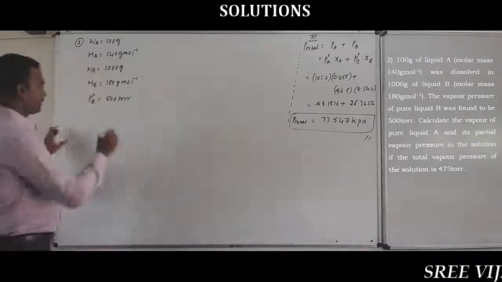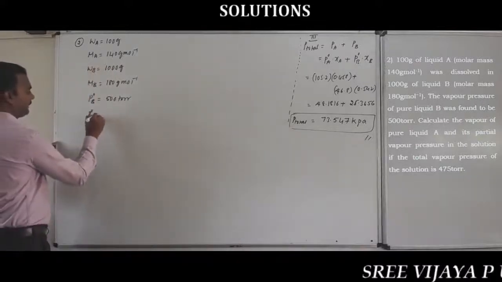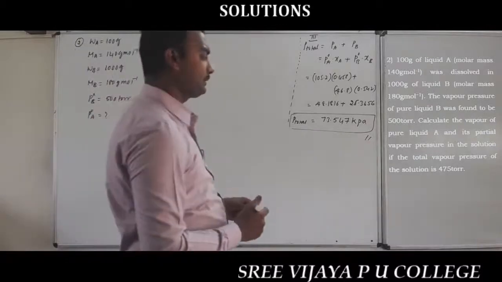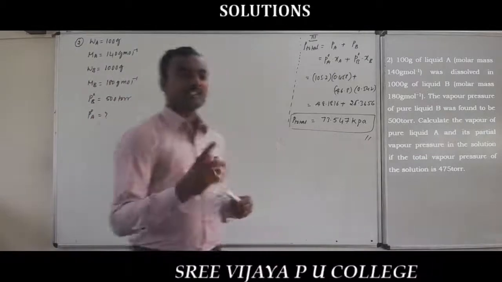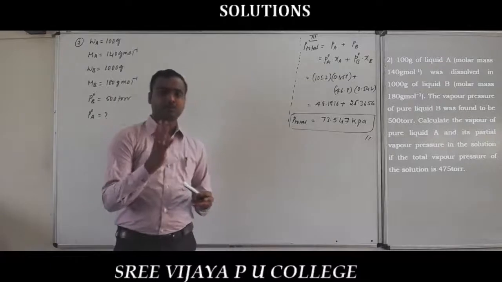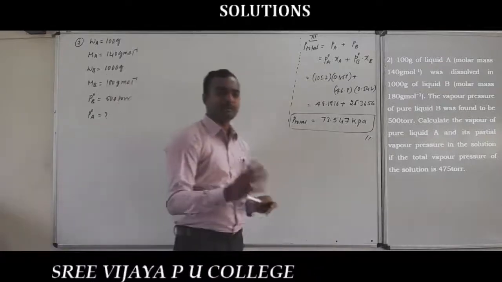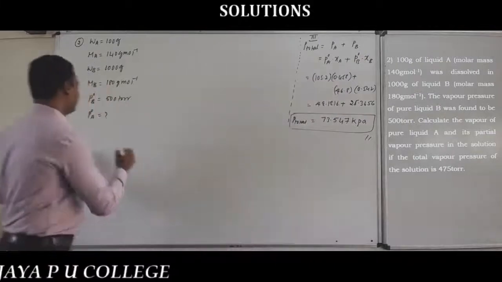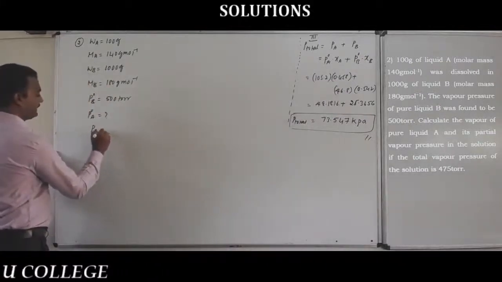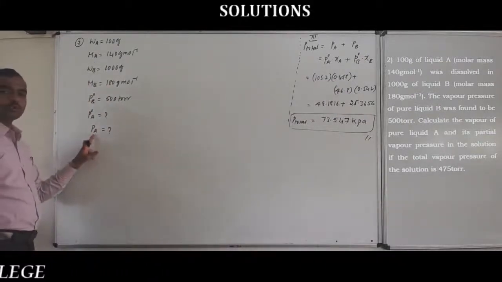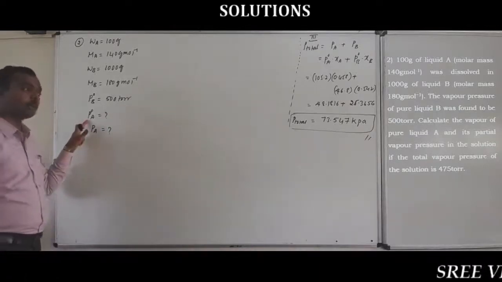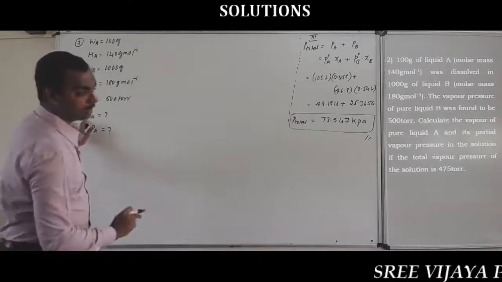Next, calculate the vapor pressure of pure liquid A. That is, we have to calculate P naught A, and one more you have to calculate, its partial vapor pressure in the solution. That is PA and PB, the partial vapor pressures of components A and B coming from the solution. So we have to calculate PA, the partial vapor pressure of component A in the solution, and also the vapor pressure of pure component A, if the total pressure of the solution is given.